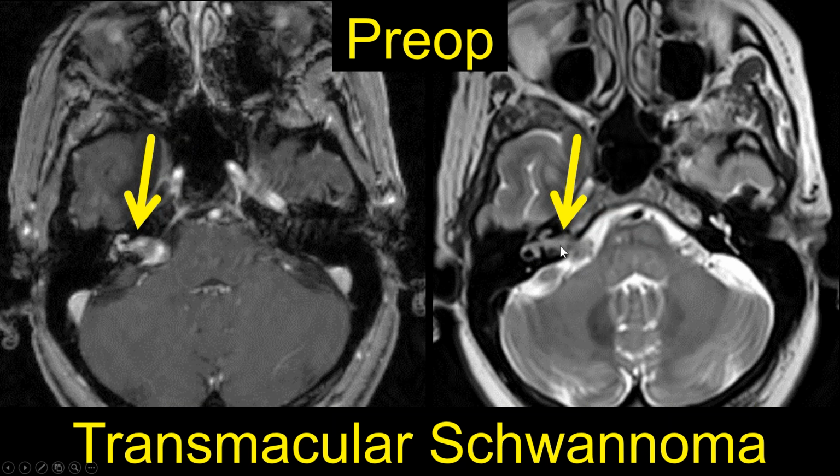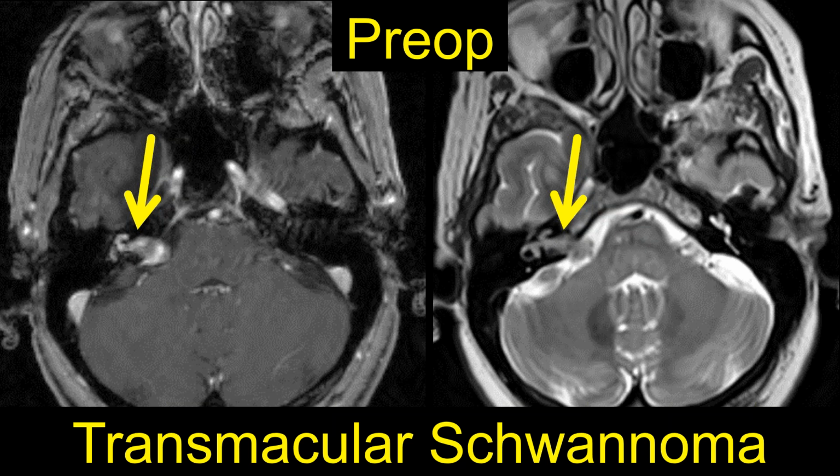So we can think about this as a transmacular schwannoma. It's crossing the lateral aspect of the IAC and is going into both the cochlea and the vestibule at that level. So that's a transmacular schwannoma. So a neuro-otologist may approach this with a translabyrinthine or transmastoid approach.